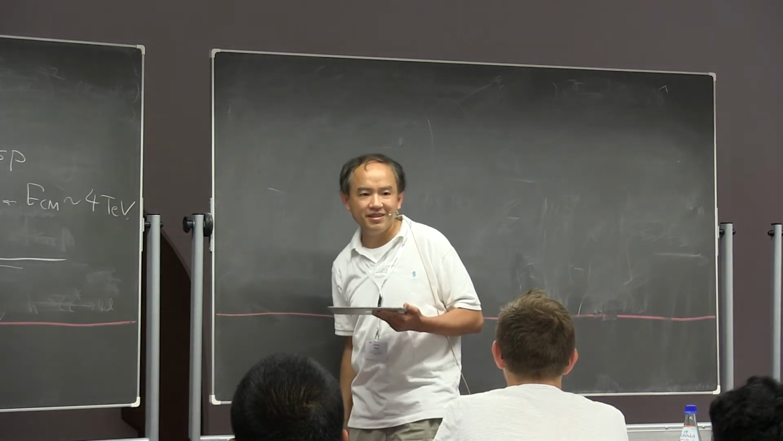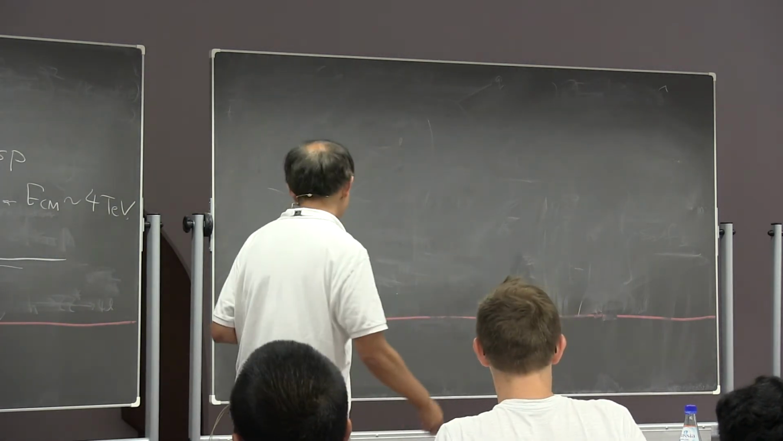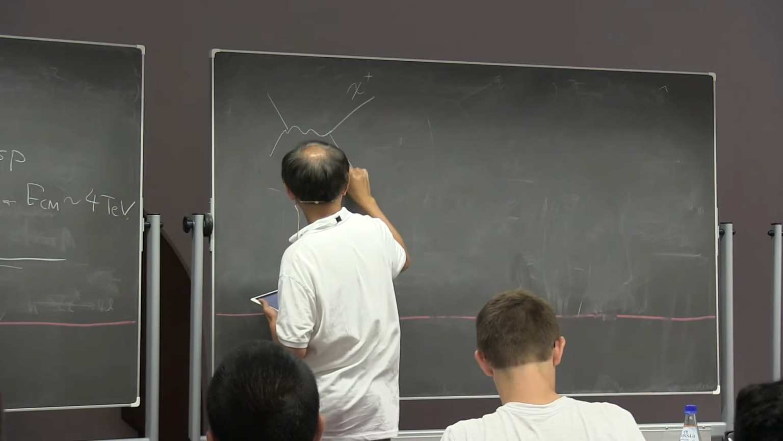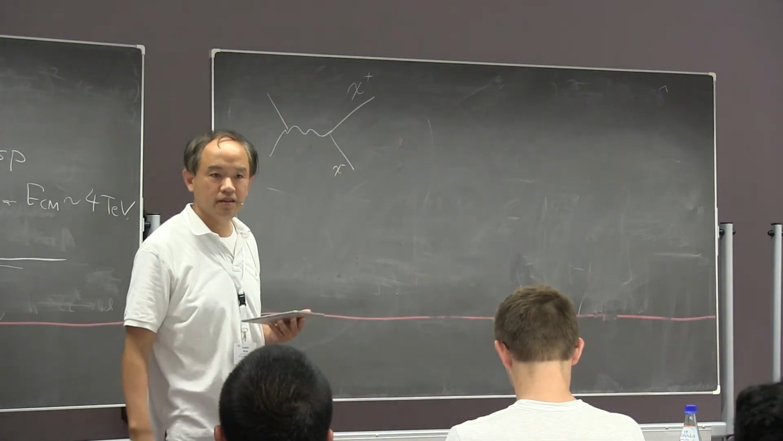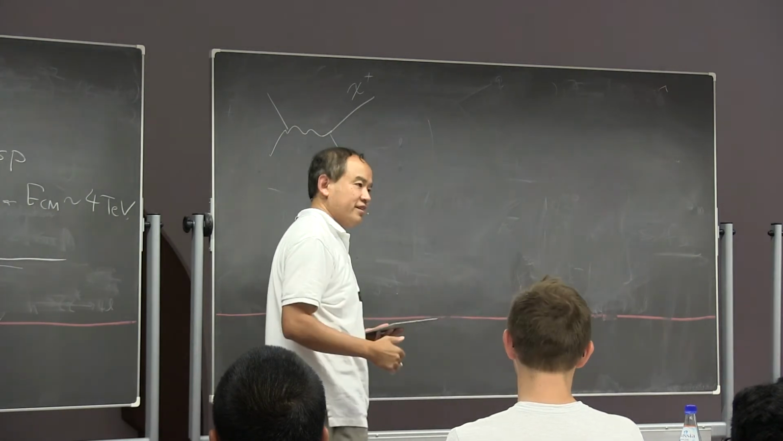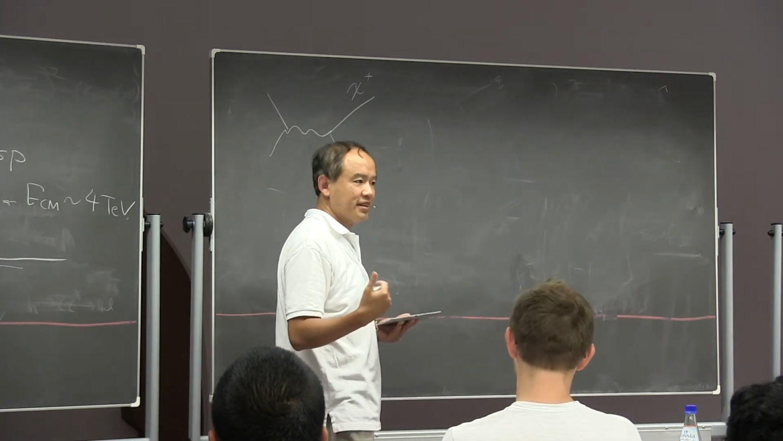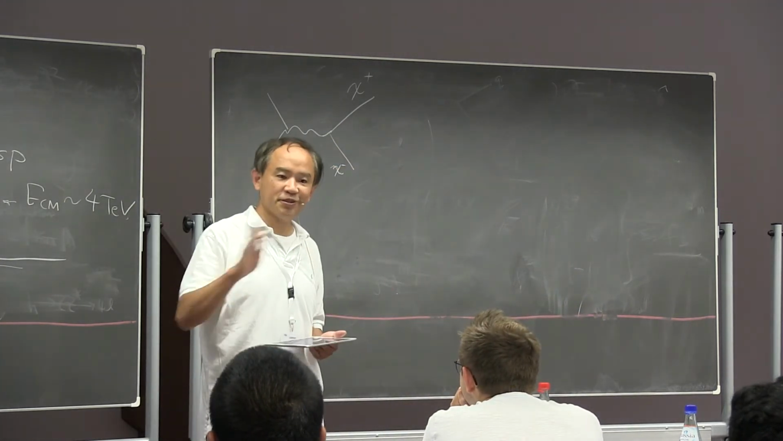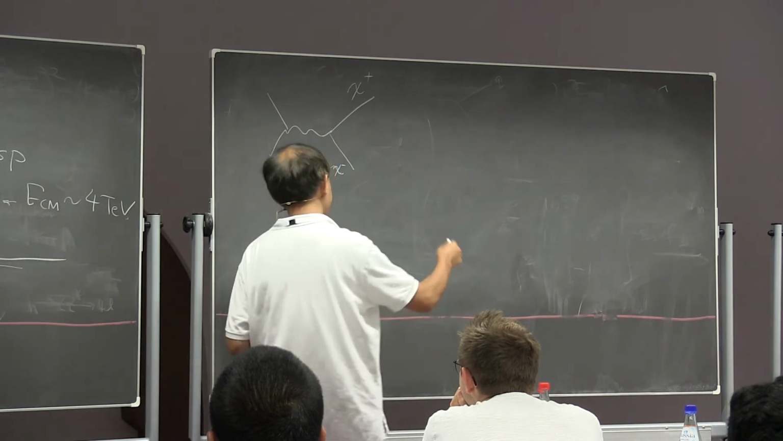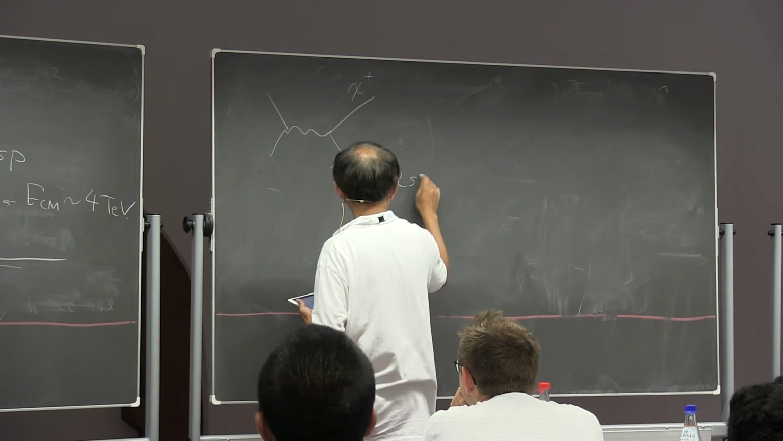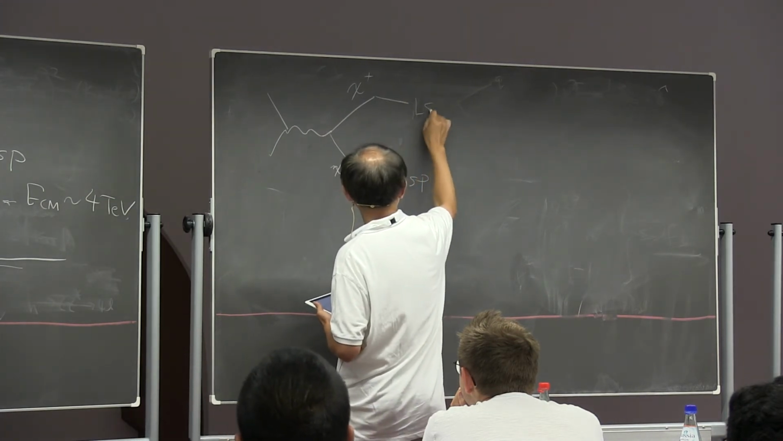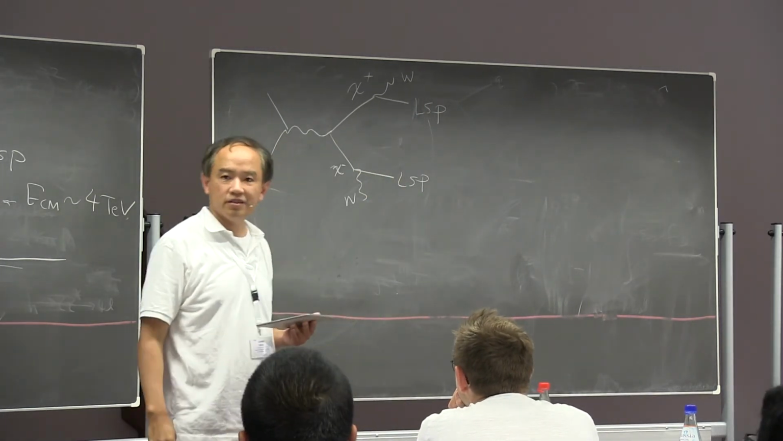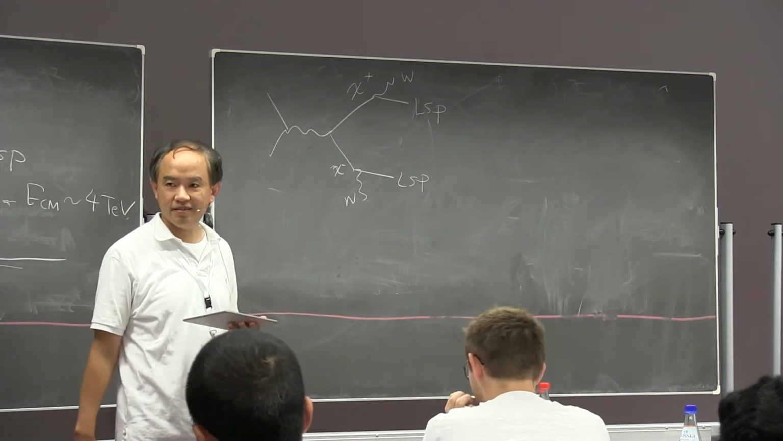So that's the partner of the W. It's produced like this. If it's the LSP, if we know it's already the LSP, for example, then it's a dark matter search, which hopefully we'll get to later. But let's say that it's not the LSP. Now there's an LSP on top of it, and then there's a W, and then there's a W. So it's W plus W minus plus missing energy.